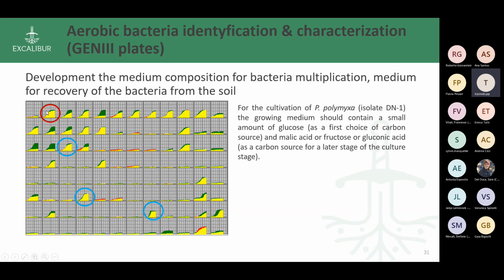So we can use in the multiplication medium just small amounts of glucose to start the fermentation process, and then we can use other carbon sources for longer fermentation. In this case, we can start with the glucose and then add malic acid or fructose. Malic acid is here. Fructose is here. Gluconic acid is here, for example.